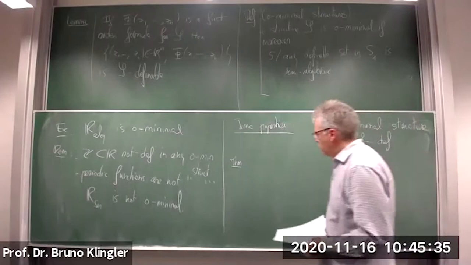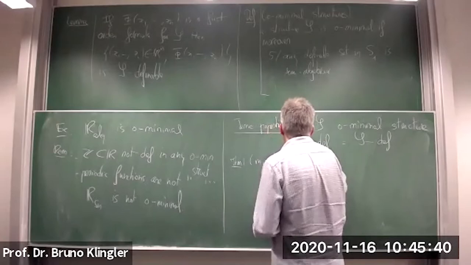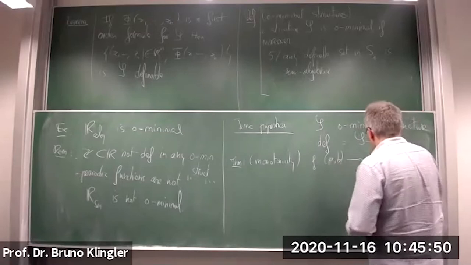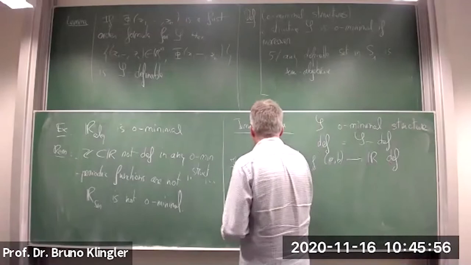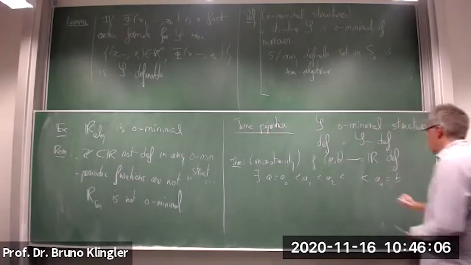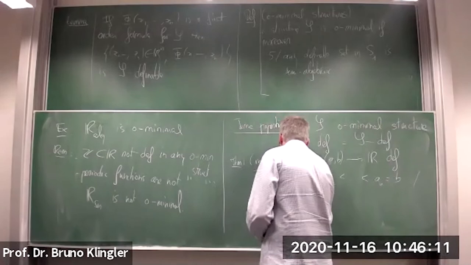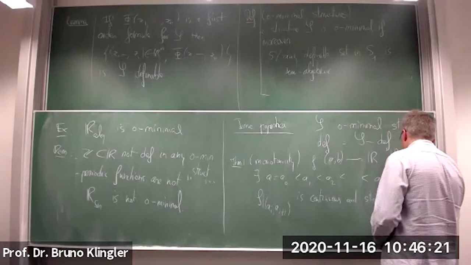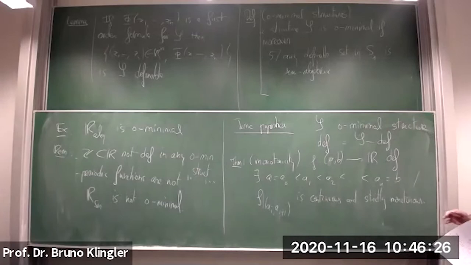So theorem one, which is called monotonicity, describes the definable functions. If you start in dimension one from an open interval (a, b) and you look at a definable function to R, in fact it's easy to describe them. It means that there exists a finite sequence a = a_0 < a_1 < a_2 < ... < a_n = b, such that f restricted to (a_i, a_{i+1}) is continuous and strictly monotonous.